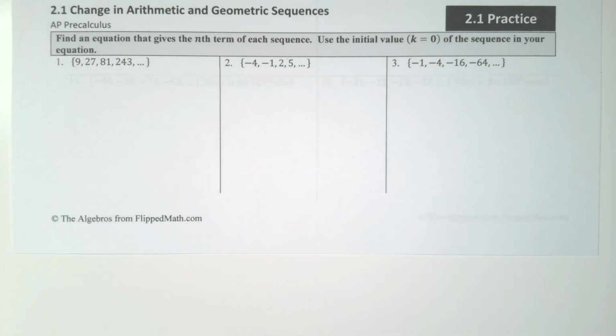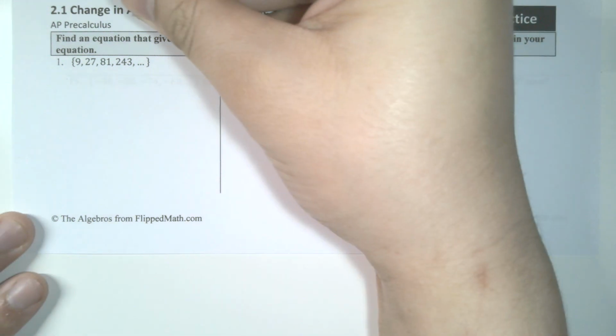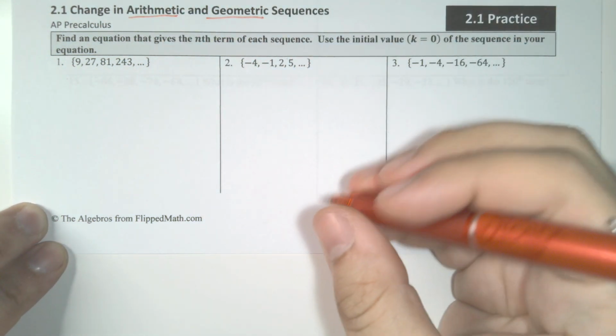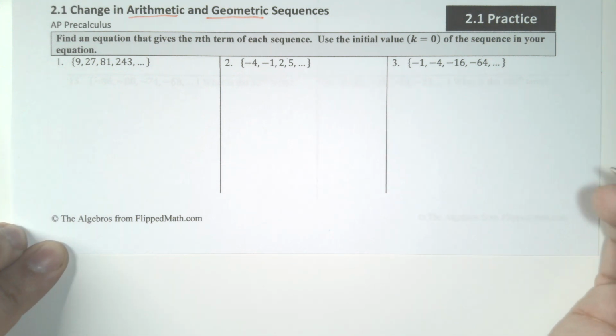Okay, welcome back. Today we're going to go over section 2.1, change in arithmetic and geometric sequences. So the first thing we need to be able to identify is what kind of sequence we have. We have either arithmetic or geometric. So for arithmetic sequences, we need to know what our formula is.